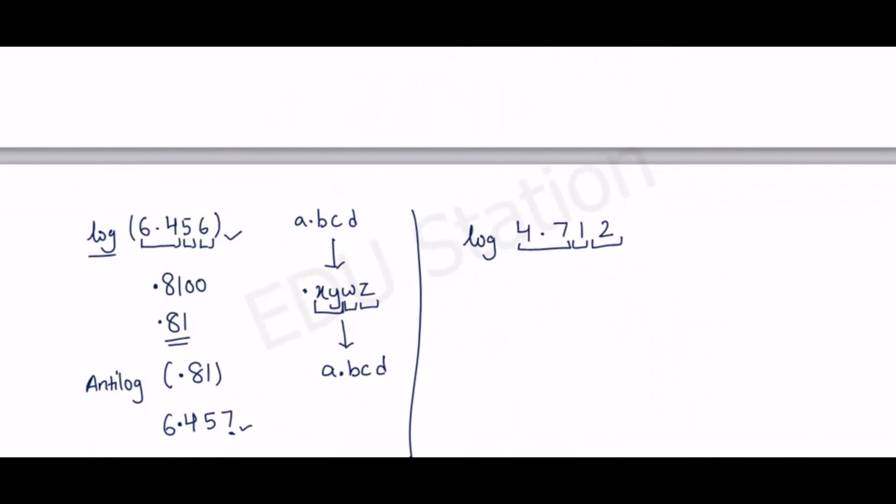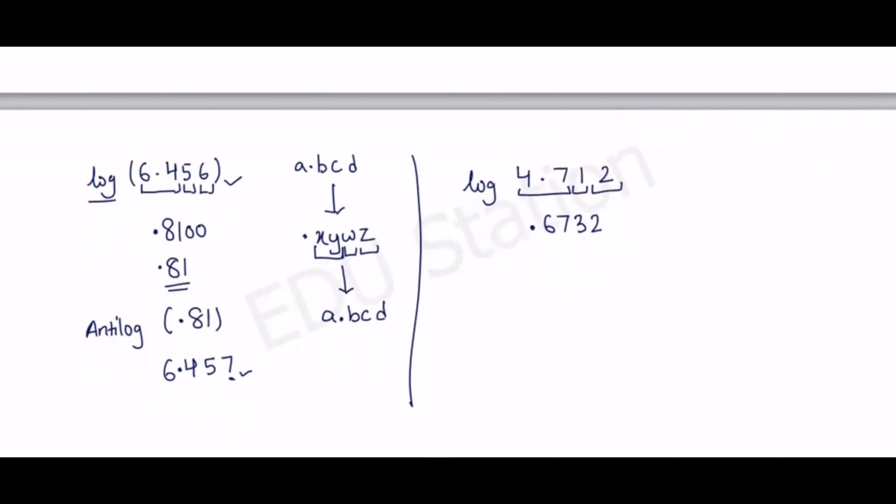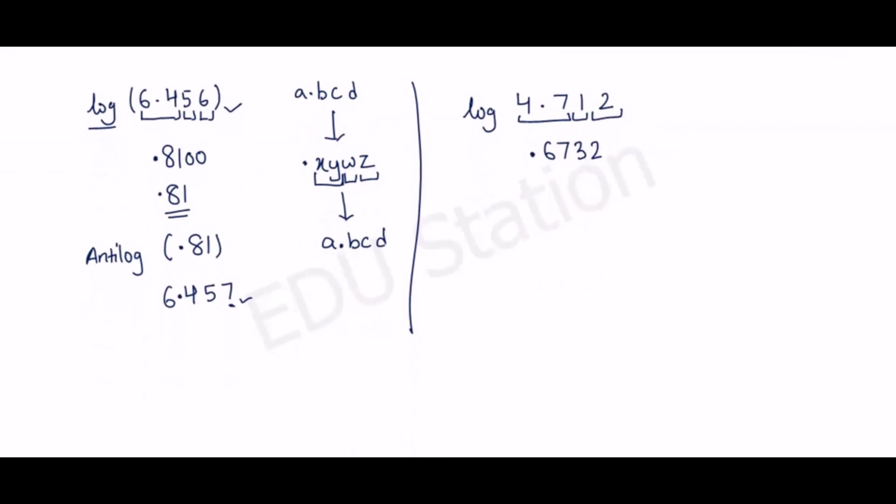So this is 6732 point. So the log of 4.712 is 0.6732. This was in this format. Now the answer is this format, and we'll see the anti-log. Our answer should be A dot BCD. So in anti-log, you will go to 67, column number 3, and mean difference of 2.